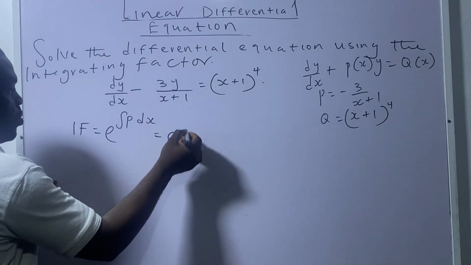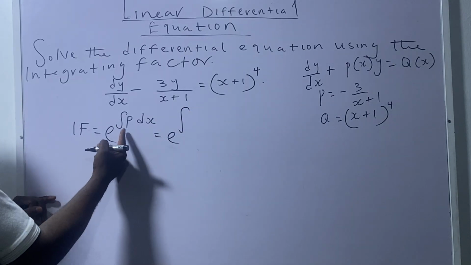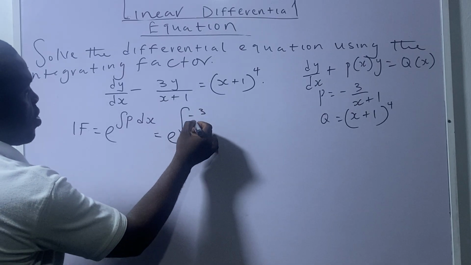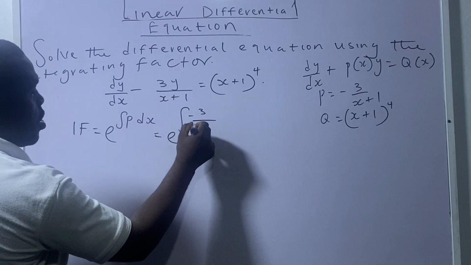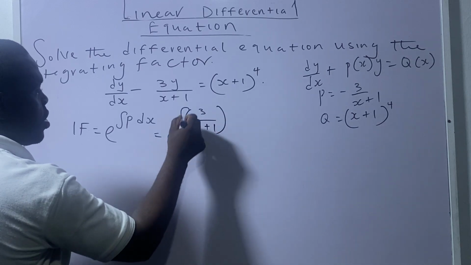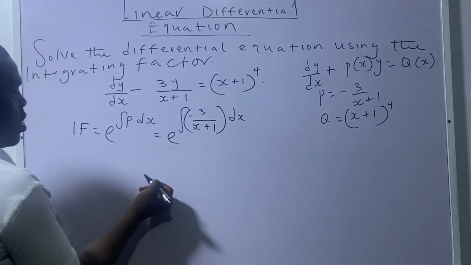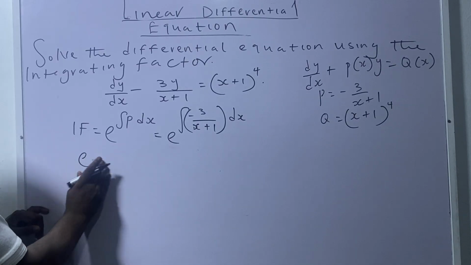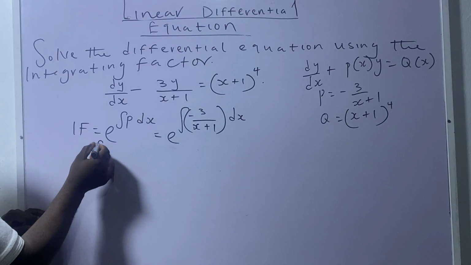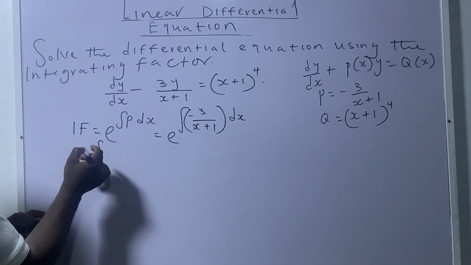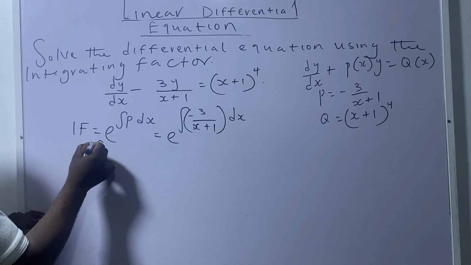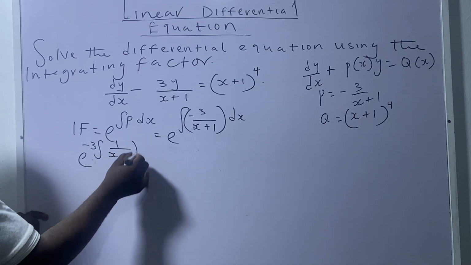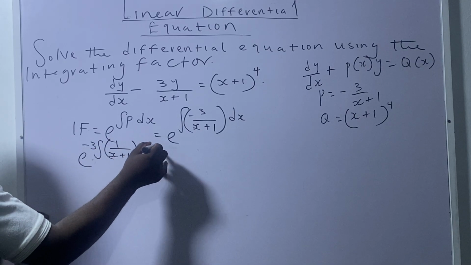So our p, we know it. So that's minus 3 over x plus 1 dx, which is, we can take the 3 outside. So we have minus 3 times the integral of 1 over x plus 1 dx.